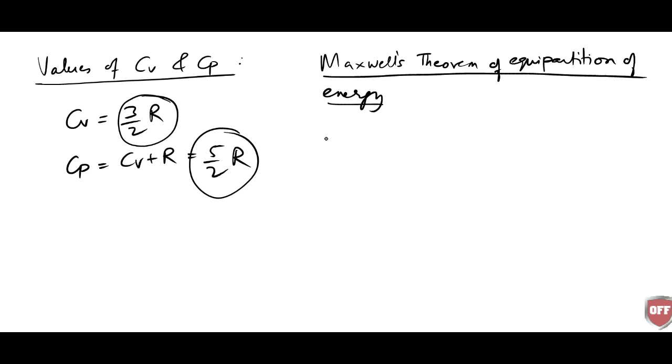The law or the theorem of equipartition of energy can be understood once you understand the concept of degree of freedom. So the degree of freedom is a number, a positive integer. It's the number of independent ways in which a gas molecule can possess energy.